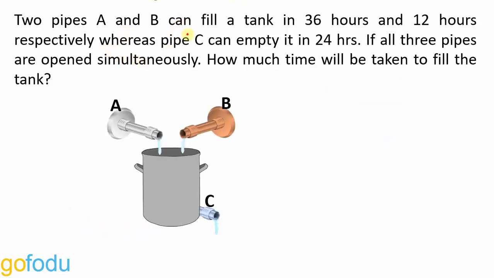Two pipes A and B can fill a tank in 36 hours and 12 hours respectively. So A takes 36 hours, B takes 12 hours to fill the tank alone. Whereas pipe C can empty it in 24 hours. So C here is doing negative work. All three started working simultaneously. So we can directly apply the formula 1 upon A plus 1 upon B minus 1 upon C, because C is doing negative work, will be equal to 1 upon T.